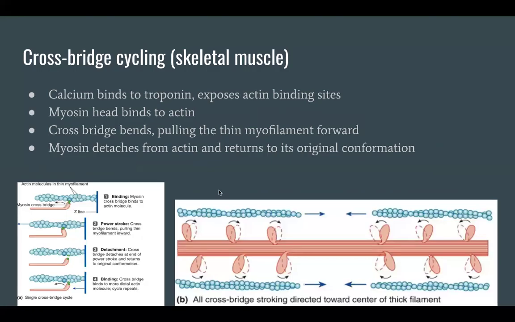In skeletal muscle, this is cross-bridge cycling, which is how the muscle will contract. Calcium will come in and bind to troponin, which will expose the binding sites on actin molecules. In turn, myosin heads will bind to the actin. The cross bridge will bend, pulling the myofilament forward. Then when the power stroke is complete, myosin will detach from actin and return to its original conformation. The cycle just repeats as long as calcium is available. And this is an image of how this happens.